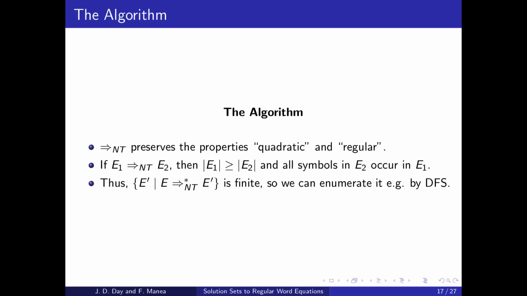So this is the rewriting relation that we have, and it preserves the properties of being quadratic and regular. It also preserves the length, or the maximum length, so we can never increase the length, and we never introduce any new symbols. As a result, the set of equations we can reach by applying these rewriting transformations is finite, and we can simply enumerate it.